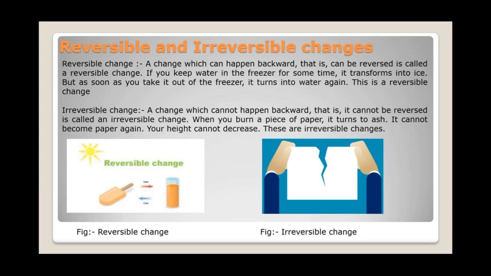So the changes in which we can get the original substance back are called reversible changes. For example, melting of ice, condensation of water vapor, etc. And the changes in which we cannot get the original substance back are called irreversible changes. For example, cooking of food, burning of paper, that are examples of irreversible changes.